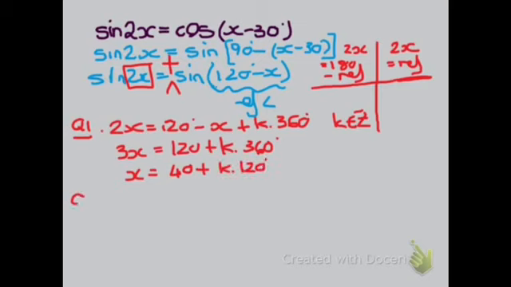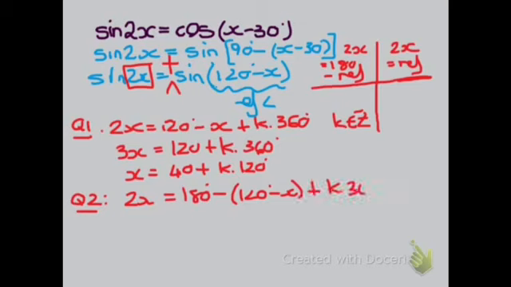Okay, plus we have to look at quad 2. So in quad 2, my angle 2x is equal to 180 minus my reference angle plus every 360. And let's just simplify. So we've got minus x on the right, so that's plus x. So when you bring it across, we're just going to get x. So that's fantastic. And then that's just 60 plus k360.